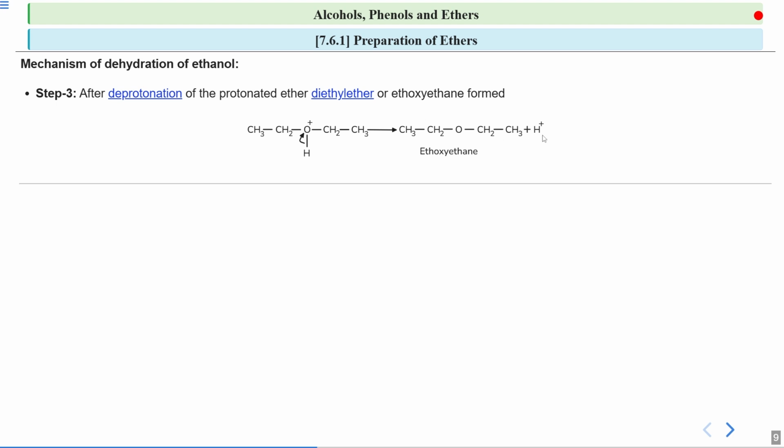So this proceeds in 3 steps, and this proceeds by SN2 mechanism, that is, a bimolecular substitution reaction. So when the temperature is 413 Kelvin, from your alcohols your ether is formed. And when the temperature is 443 Kelvin, then from your alcohol an alkene is formed by an elimination reaction. So this was from the dehydration reaction. Okay, I hope this is clear now.